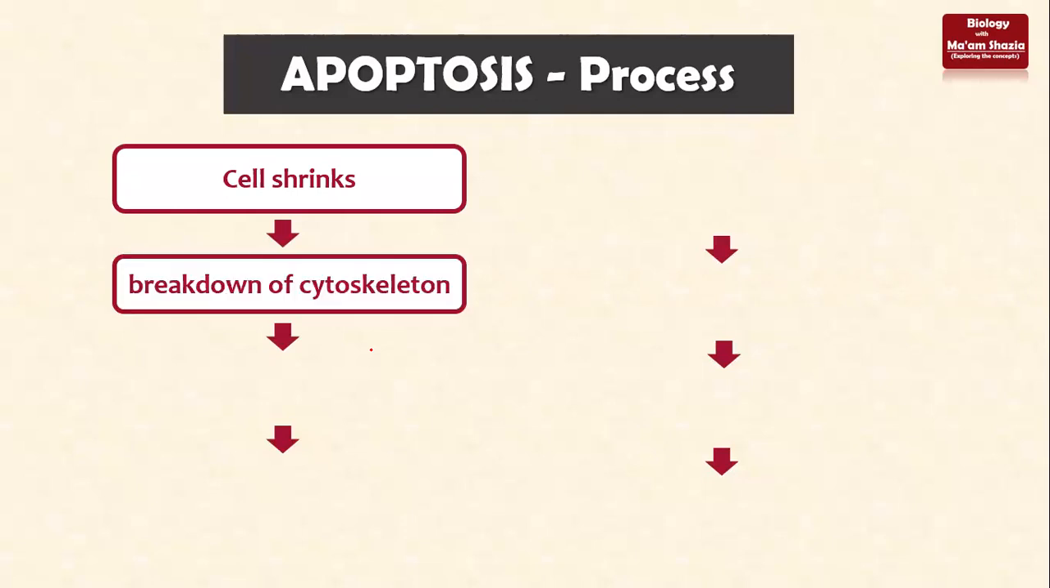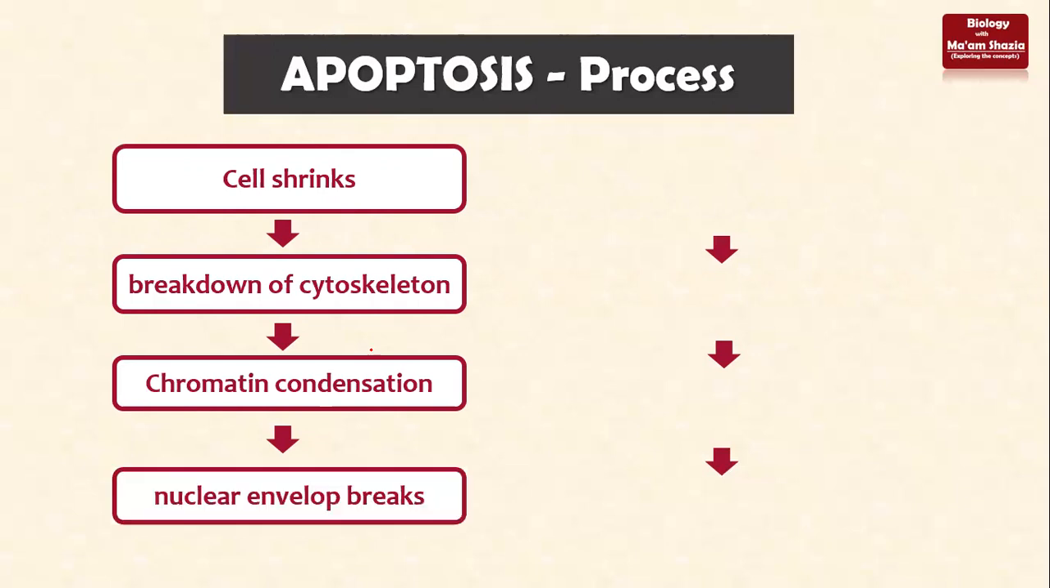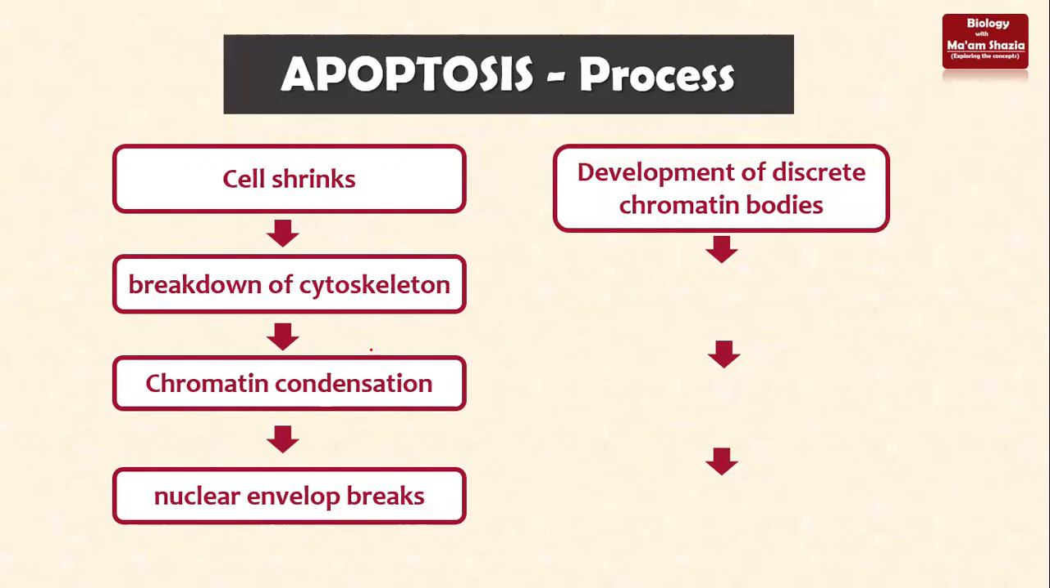Cell shrinking, because this shrinking is because of the breakdown of the cytoskeleton. You can make this flowchart on the side of your book as well for easy understanding of the topic. Then condensation of the chromatin will take place, and then breakdown of the nuclear envelope will take place. After the breakdown of the nuclear envelope, the condensed chromatin develops into discrete chromatin bodies. That means it has divided into so many small packets and distributed throughout the cell.